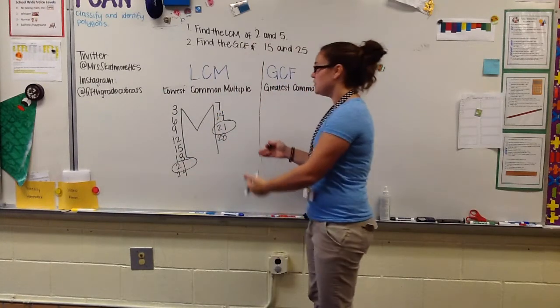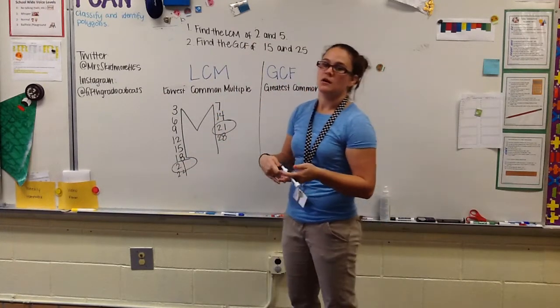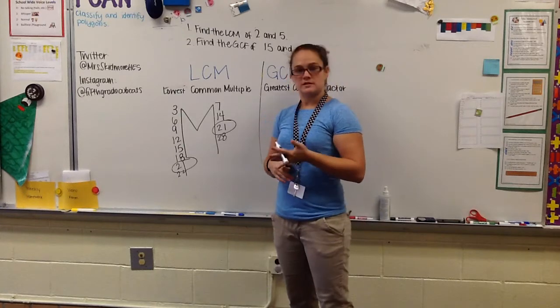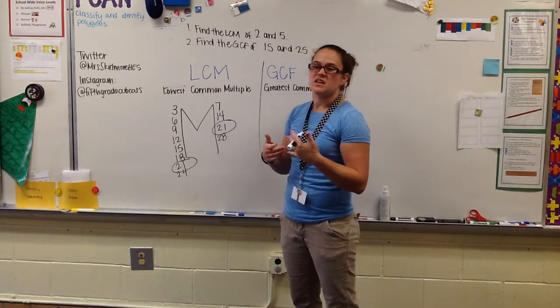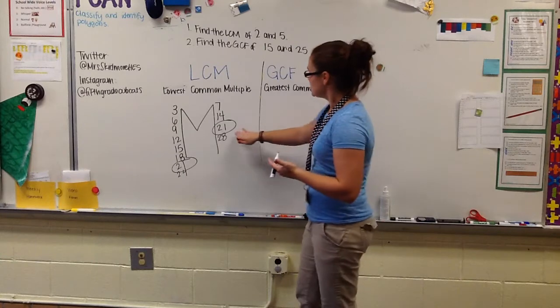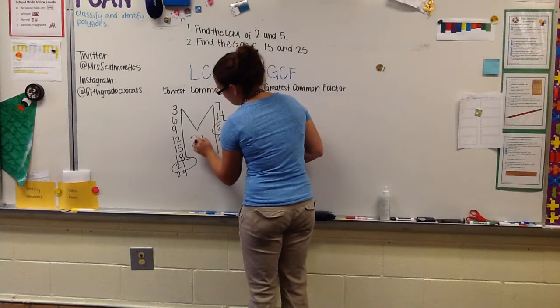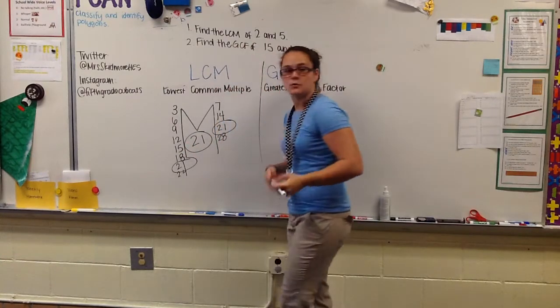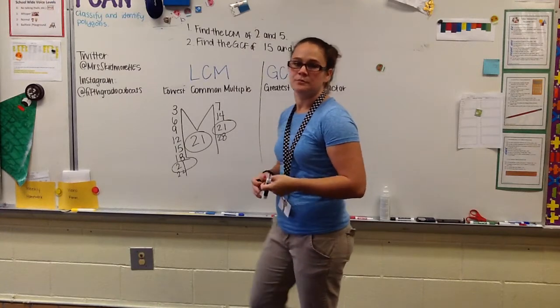If I were to keep going, eventually I would get more numbers in common, but those would not be the lowest common multiple. That would just be any common multiple. So 21 is my LCM, or my lowest common multiple.